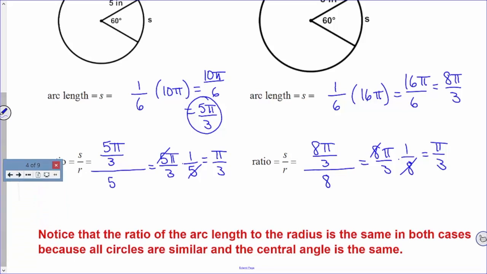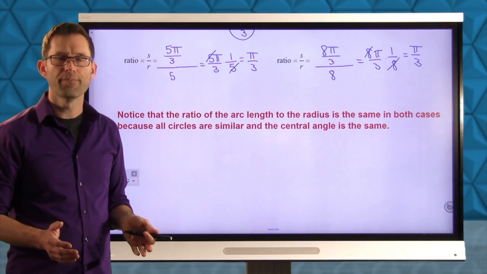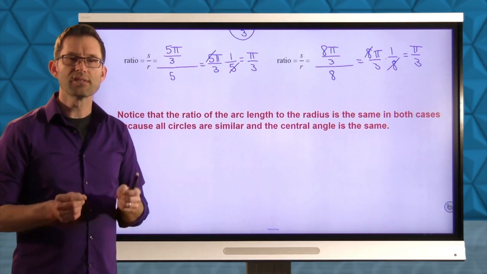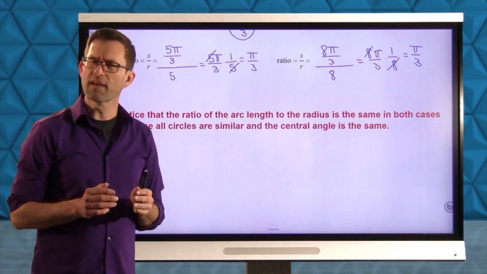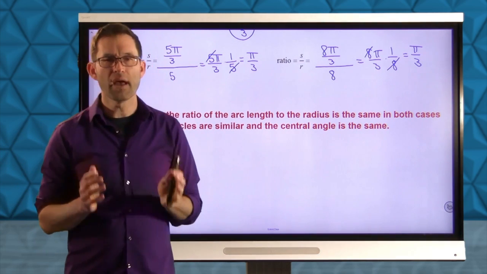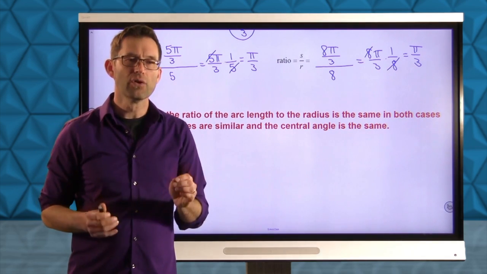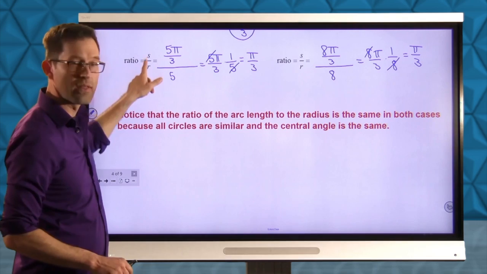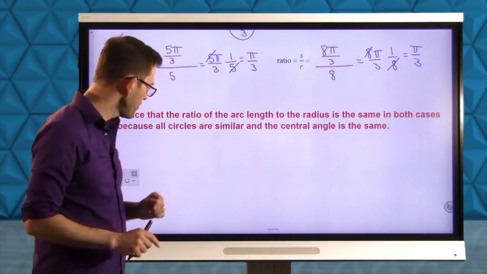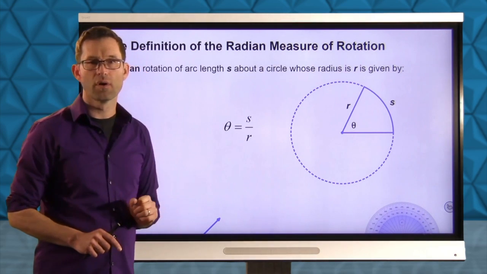Notice that the ratio of the arc length to the radius is the same in both cases because the circles are similar and the central angle is the same. But that's kind of interesting because it leads us now to something that is going to feel very, very foreign, which is that we can actually measure the rotation, an angle, by looking at the ratio of the arc length to the radius. And in fact, that gives rise to what's called the radian measure of rotation.